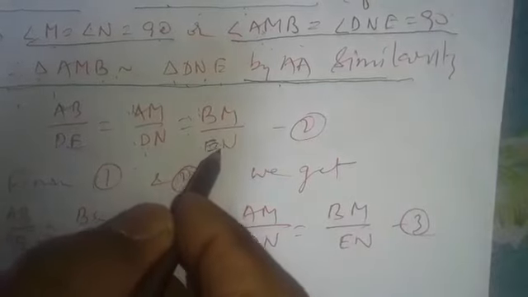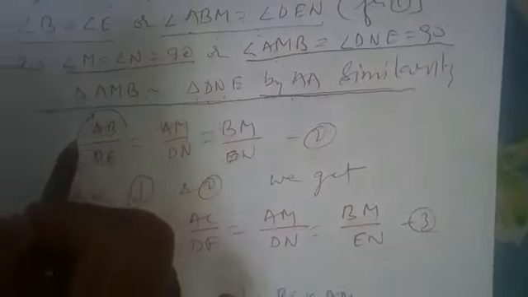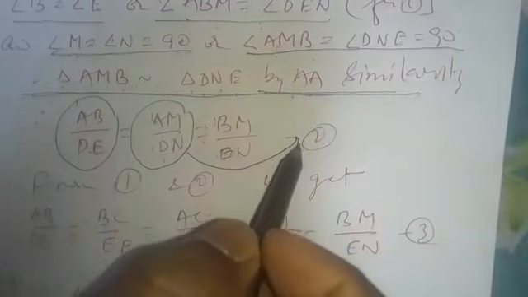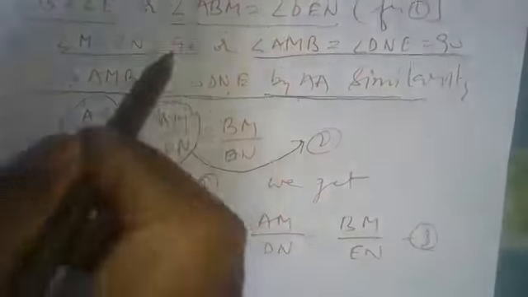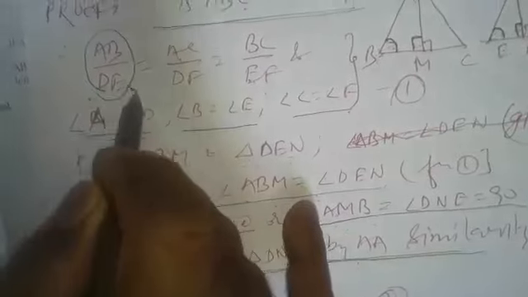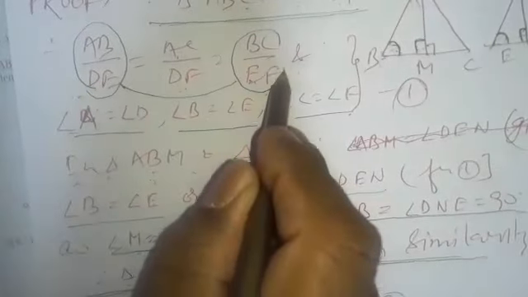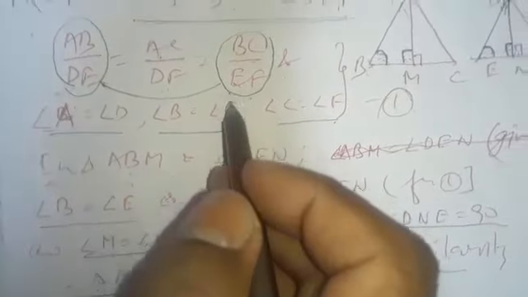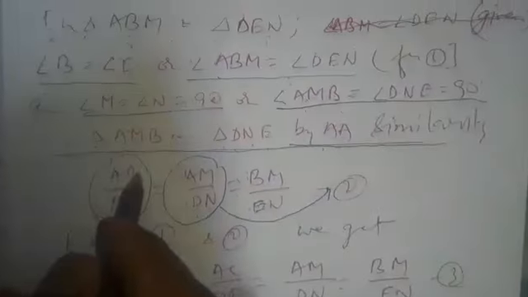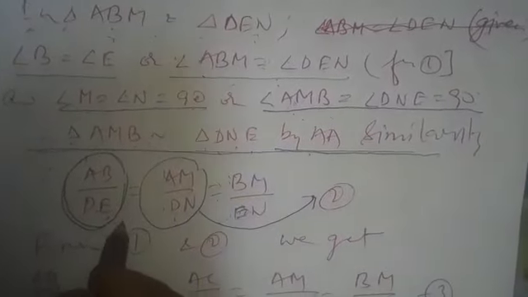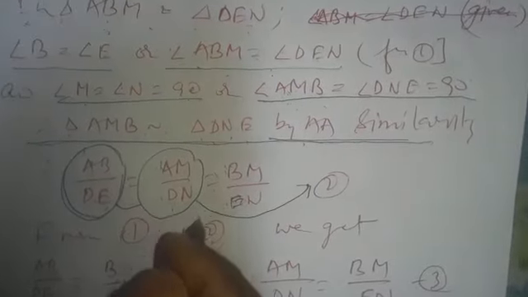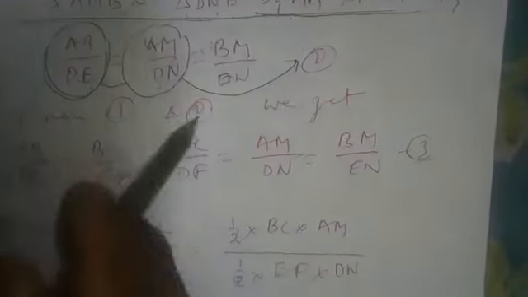Now what do we obtain? That AB by DE is equal to AM by DN. It is equation number 2. And in equation number 1, we have obtained that AB by DE is equal to BC by EF. Since AB by DE is equal to BC by EF, and in equation number 2 AB by DE is equal to AM by DN, on the basis of equations 1 and 2 we can obtain that all these three are equal.